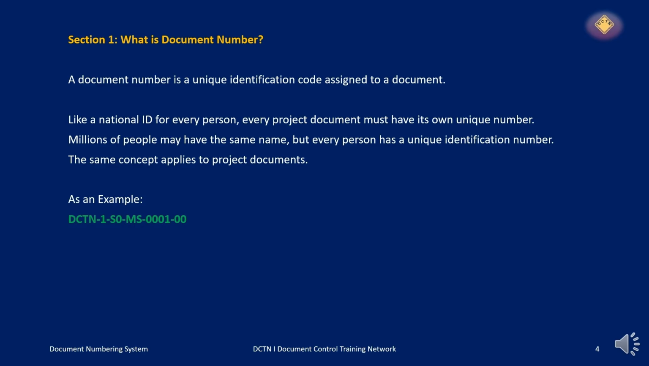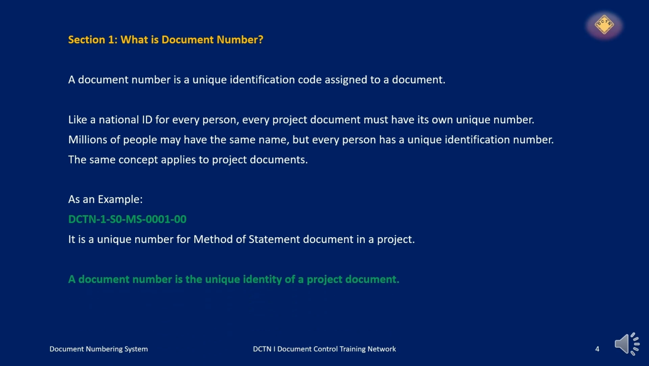Let's see an example here. DCTN 01 S0 MS 0001 00. It is a unique number for a method statement document in a project. Just remember, a document number is the unique identity of a project document.